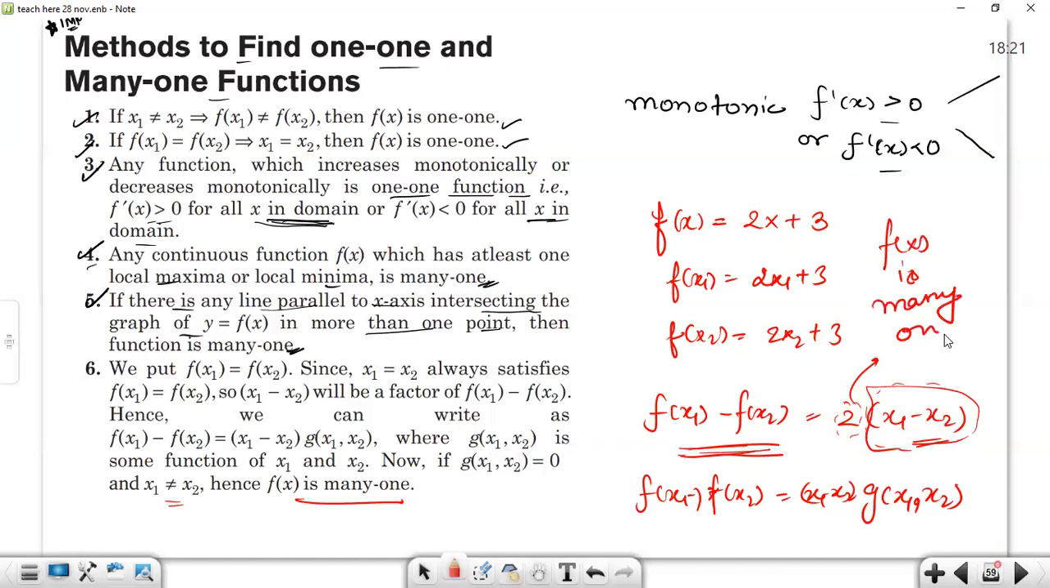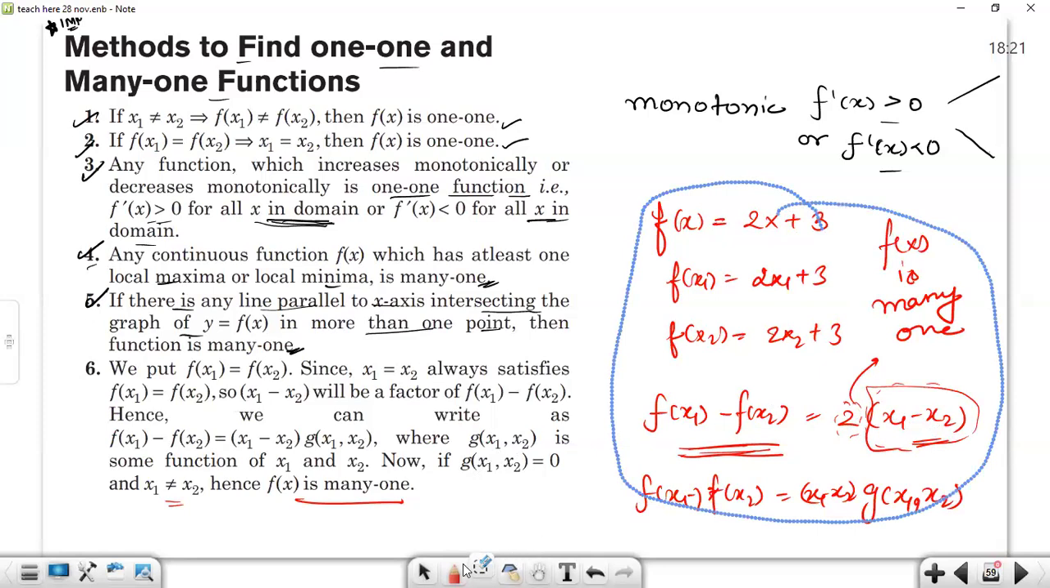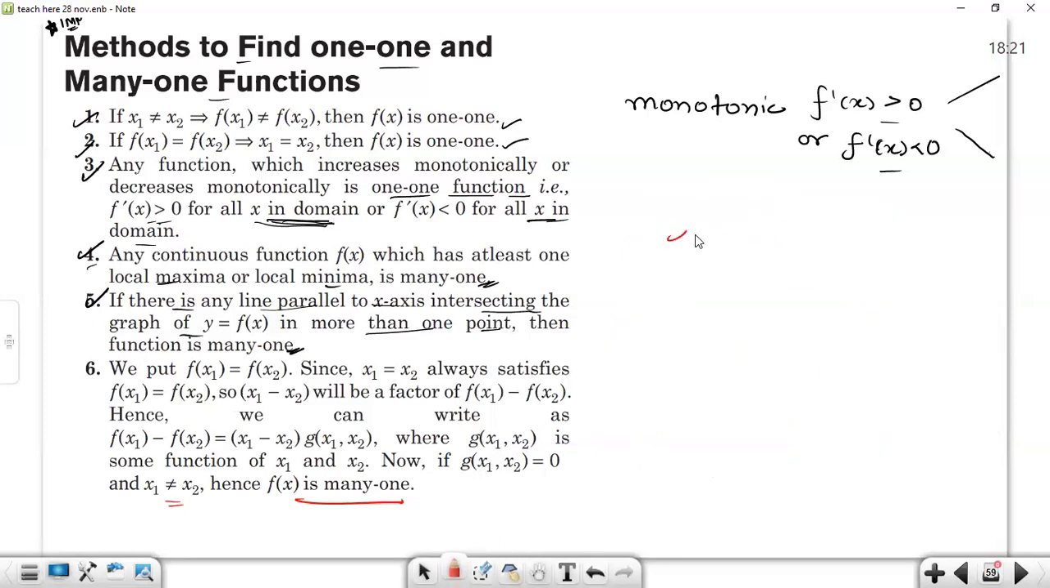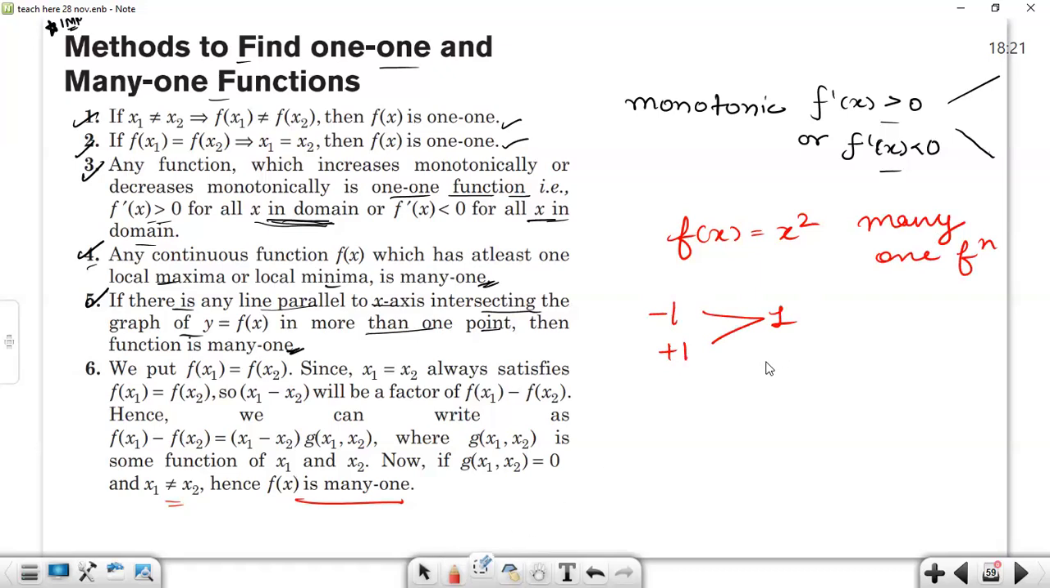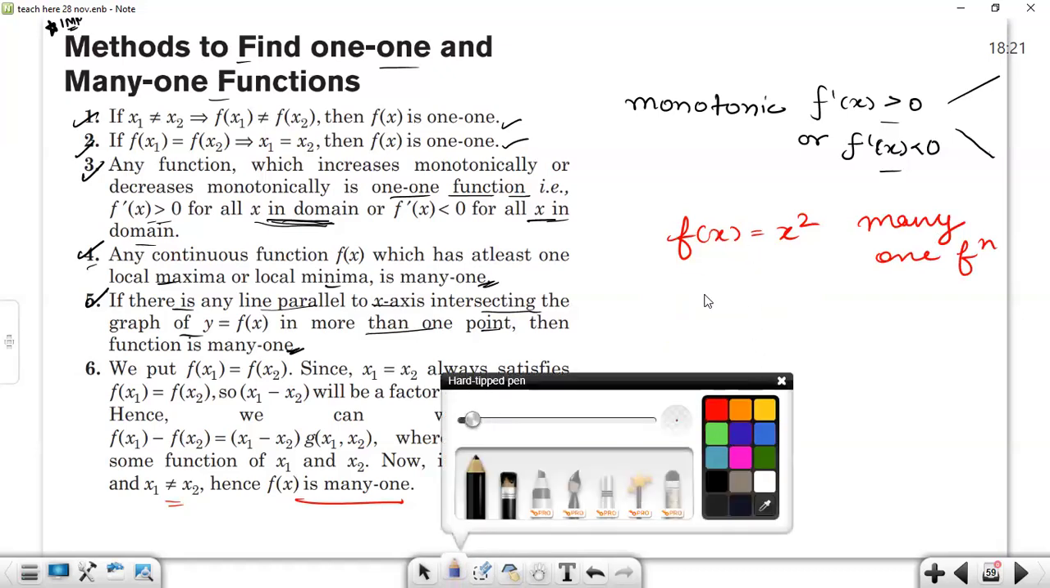Let's take one more example to understand this. Is x square a many-one function? If we put minus 1 and plus 1, the output is going to be the same, so it is a many-one function. Clear? Yes, sir. Good. Now let's solve it.